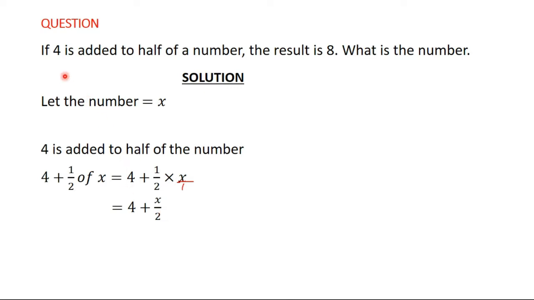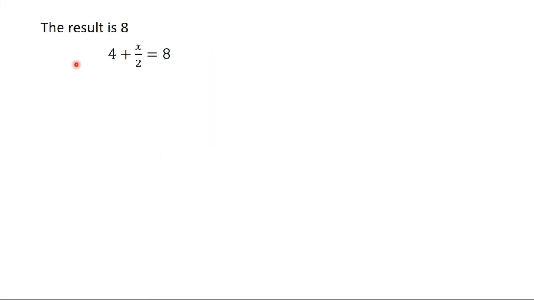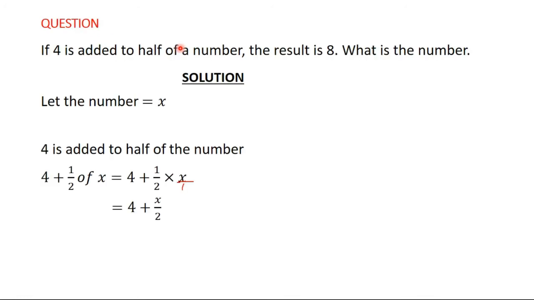The information says that if 4 is added to half of the number, the result is 8. So after you've added 4 to half of the number, we are now getting 4 plus S over 2. After you've done this, it says that the result is 8, which means that this whole thing here is 8. That means that 4 plus S over 2 is equal to 8. I hope that is clear. So let's go through the whole process again.